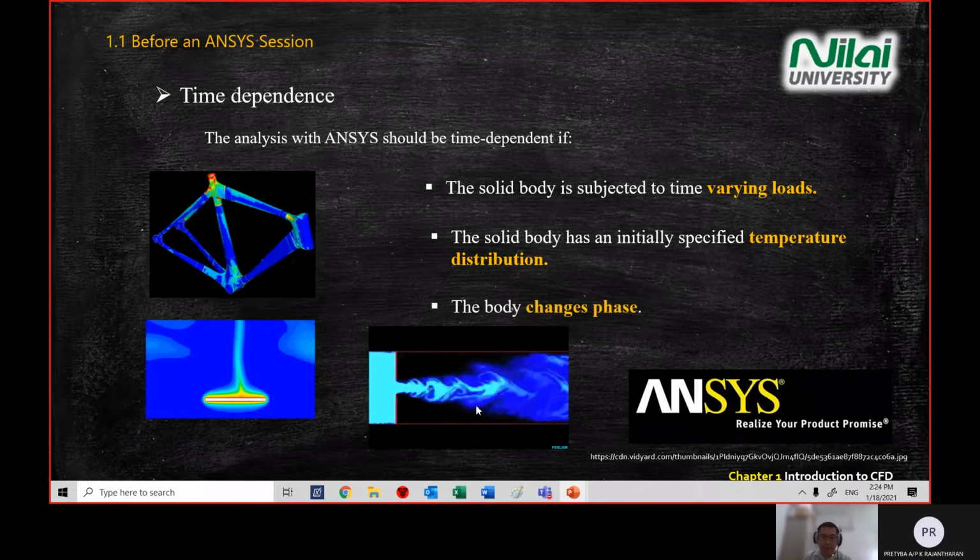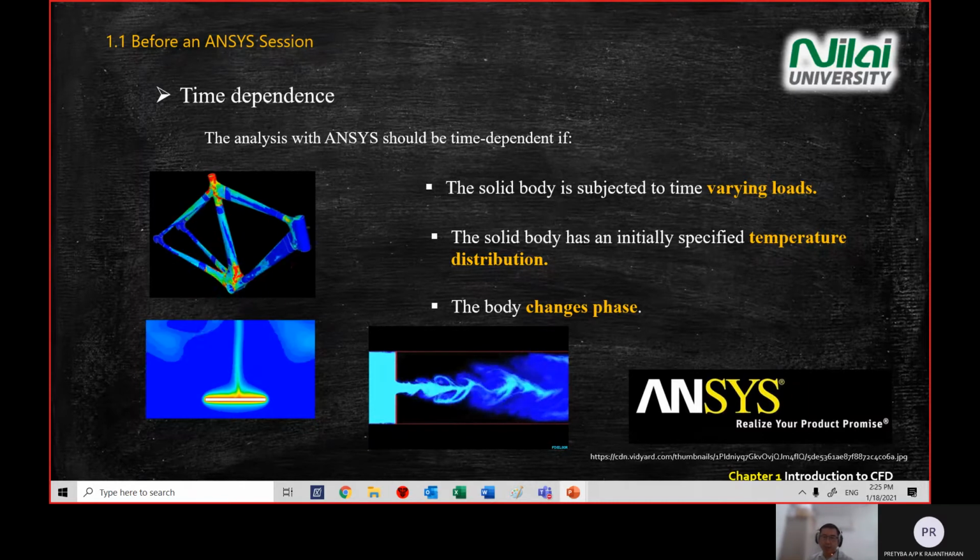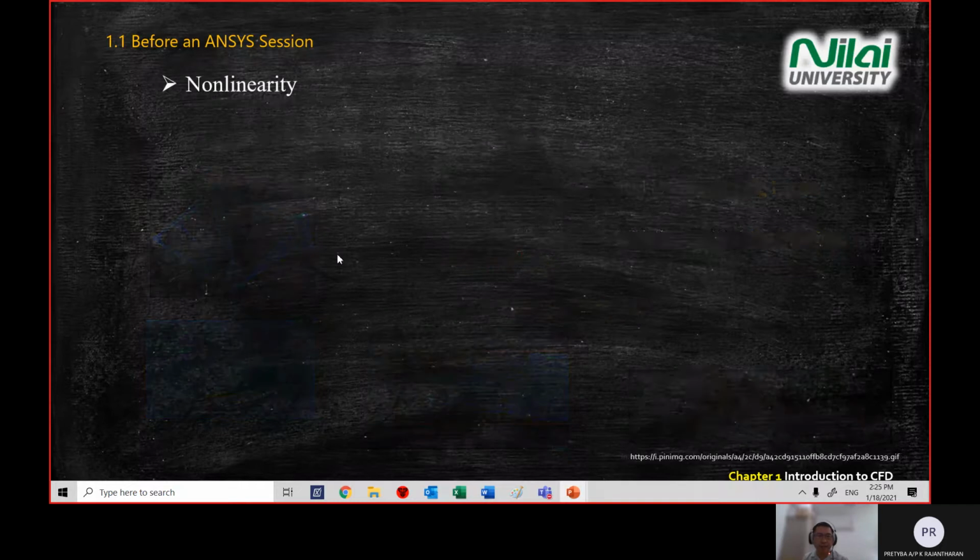Body changes phase also. It means that there's a change of material phases. For example, you simulate the vaporization of water inside a compressor. So you need to be careful on the changes of the material phases. Okay, this is time dependent.